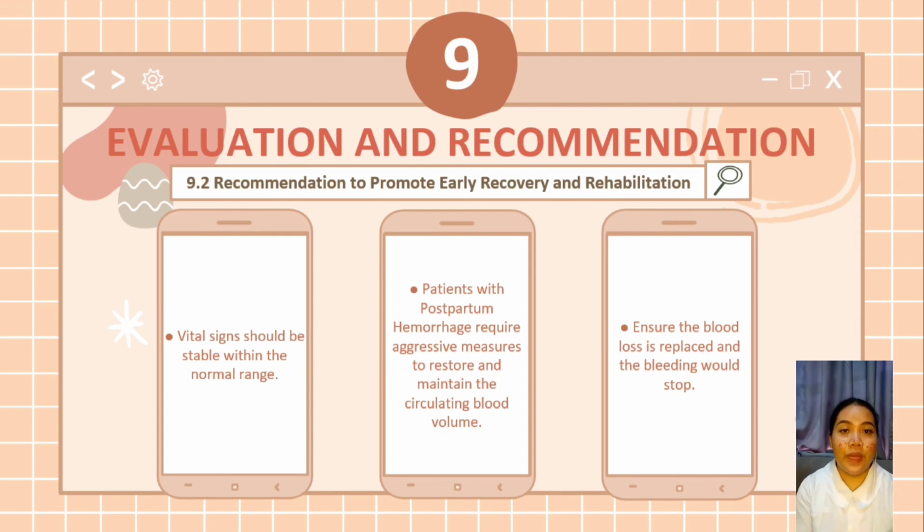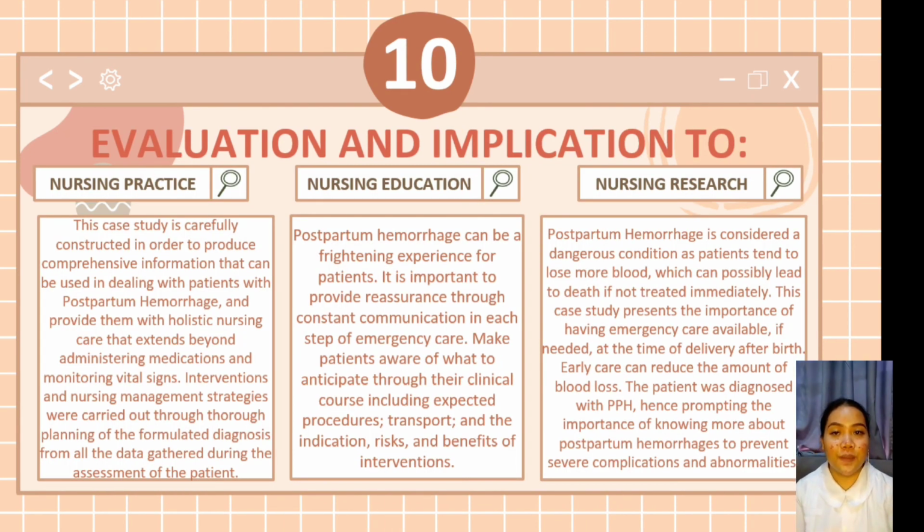Next is the recommendation to promote early recovery and rehabilitation. Vital signs should be stable within normal range, and the patient with PPH requires aggressive measures to restore and maintain the circulating blood volume. We have to ensure the blood loss is replaced and the bleeding stops. And now we are down to discussing the evaluation and implication to nursing practice, nursing education, and nursing research.